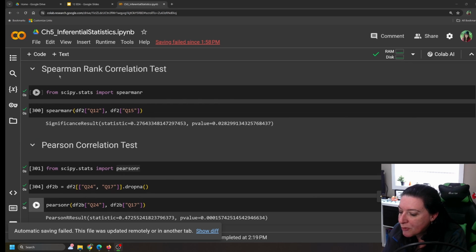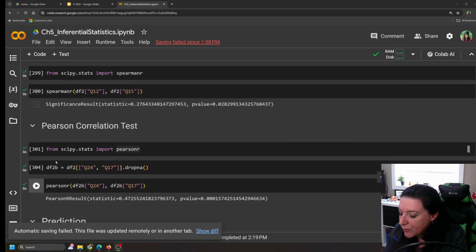If you had missing information up here in the Spearman Rank correlation, we want to do the same thing. We do this intermediate step where we drop the NAs from the subset, as opposed to dropping it for each variable, because then they no longer align. So here we have pearsonr, and we'll use DF2B, the new table we've created, comparing question 24 and question 17. We run this test and get a p-value that is quite small, less than 0.05.